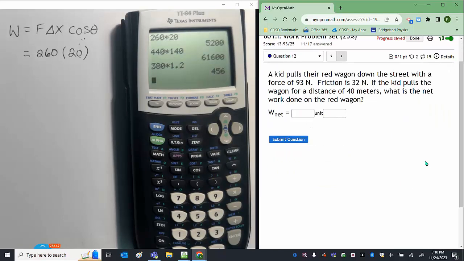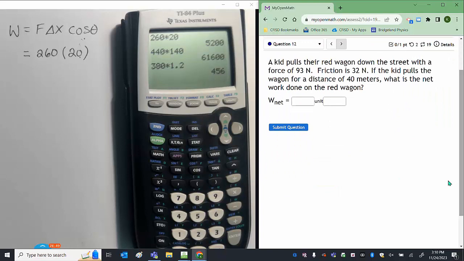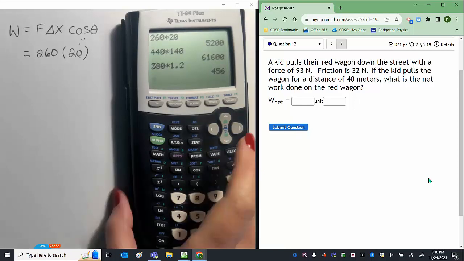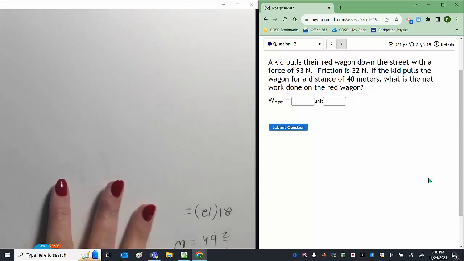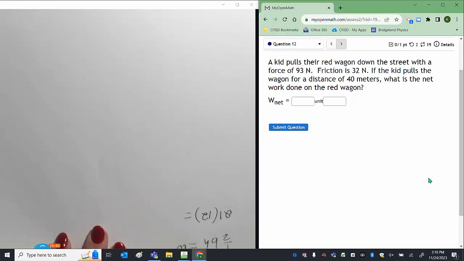Question number 12, 601.1 says, a kid pulls their red wagon down the street with a force of 93 newtons. Friction is 32 newtons. If the kid pulls the wagon for a distance of 40 meters, what is the net work done on the red wagon? So again, here they're giving us a couple of different pieces of information. I'm going to go ahead and draw a picture.